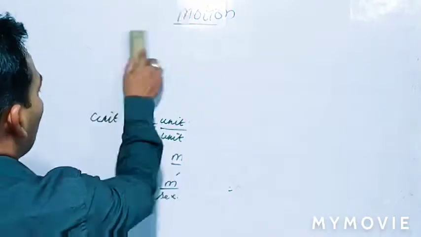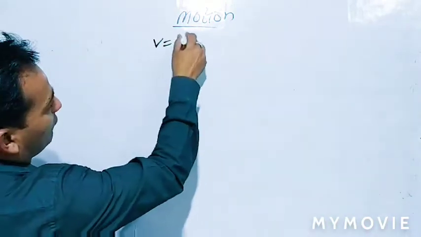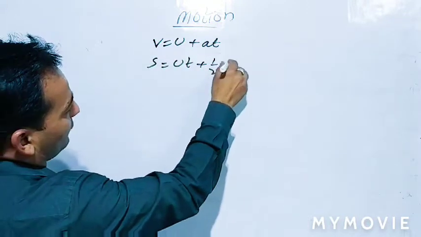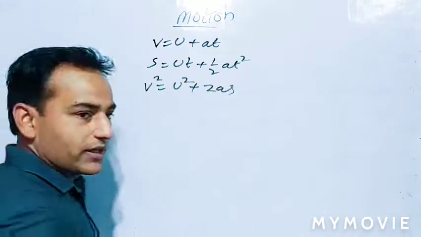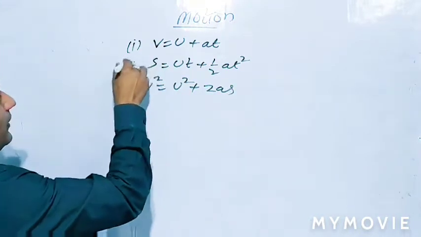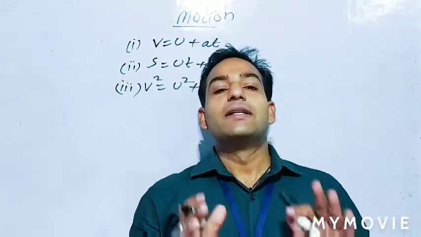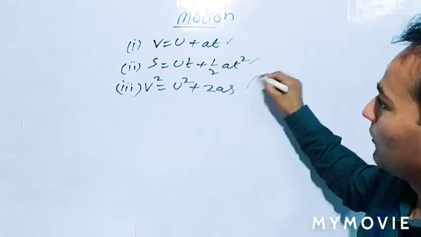Now, one more very important thing. We have three equations of motion. What are they? v is equal to u plus at, s is equal to ut plus half at square, and v square is equal to u square plus 2as. These equations are given by Newton, and these three are very important.